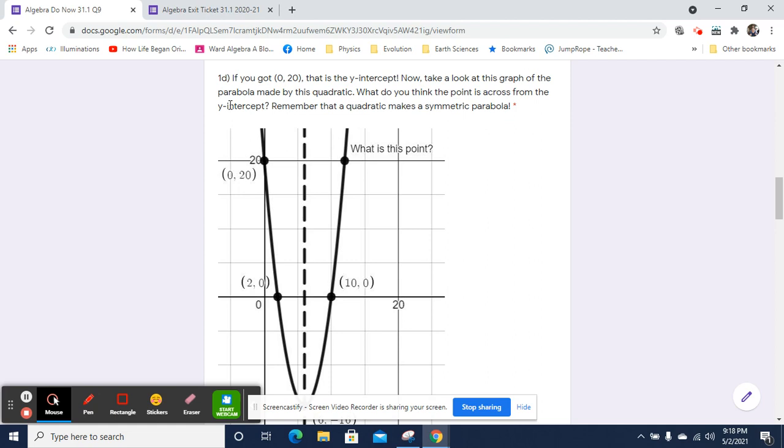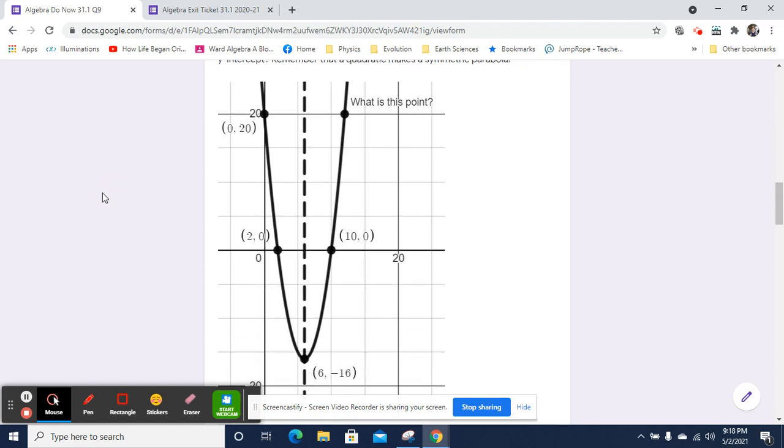Now, we want to take a look at this graph made by this quadratic. And what do you think the point is across from the y-intercept? It's like this mirror point on the other side of the parabola, directly on the other side. What is this point? Okay, well, we have some tools we can use. So this is 0, 20. The middle of the parabola happens to be a vertical line at x equals 6. So it's 6 over is the middle. Well, if 6 over is the middle, then twice 6 over is the other side. So that's 12 over, which will be 12.